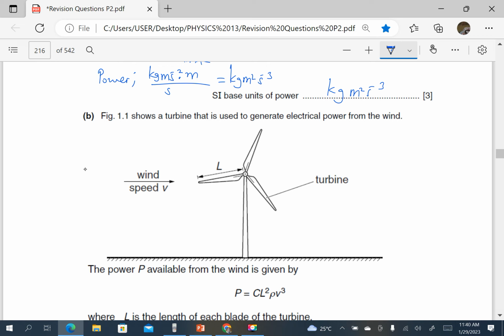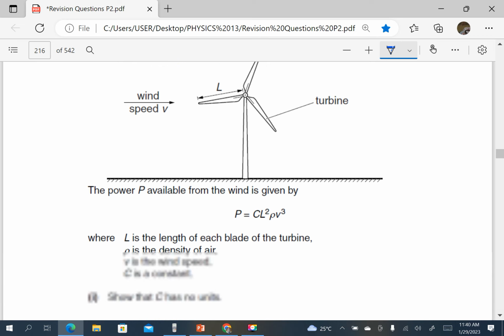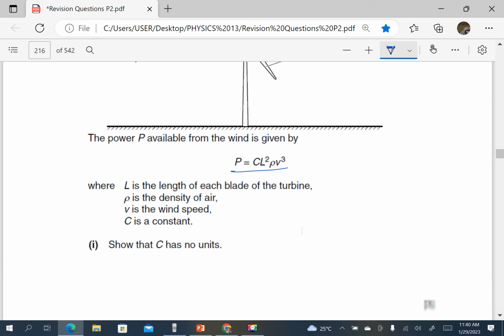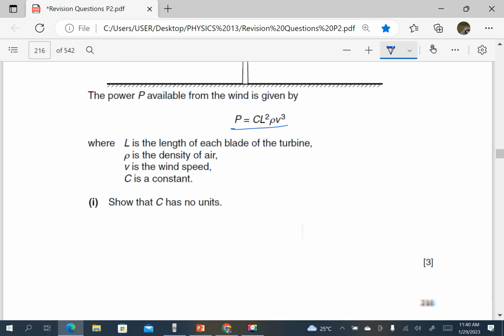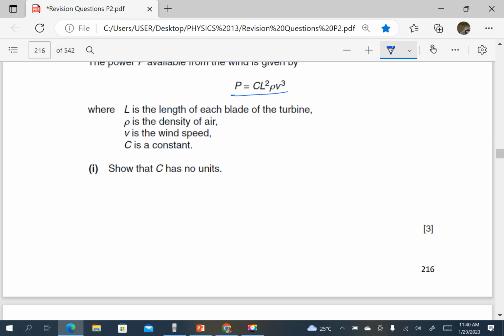The figure shows a turbine that is used to generate electrical power from the wind. The power P available from the wind is given by that expression. Show that C has no units. We must have seen this in physical quantities, but we shall still repeat it. So we begin by making C the subject. C is going to be equal to P divided by L squared rho V cubed. That is C.